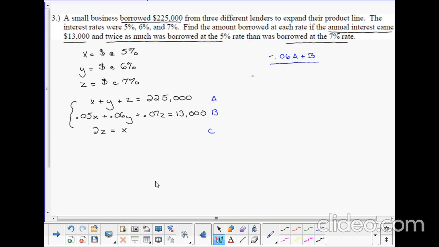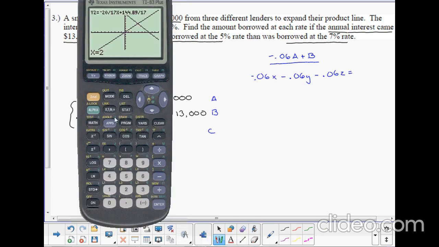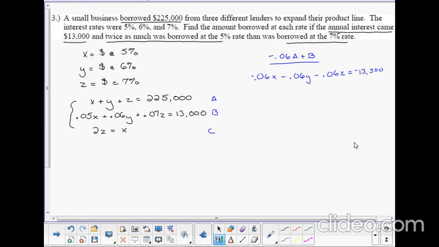So negative 0.06 times x would just be negative 0.06x. Plus, let's just go ahead and write this as a minus 0.06y minus 0.06z. And then I'm going to take my 225,000 and multiply that by a negative 0.06. So let me go ahead and do that on the calculator just to make sure I get this correct. This would be negative 13,500. So again, I'm adding that to B.